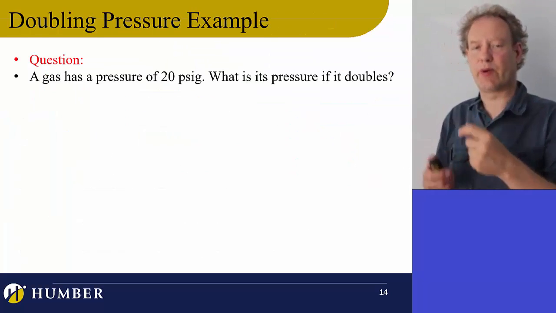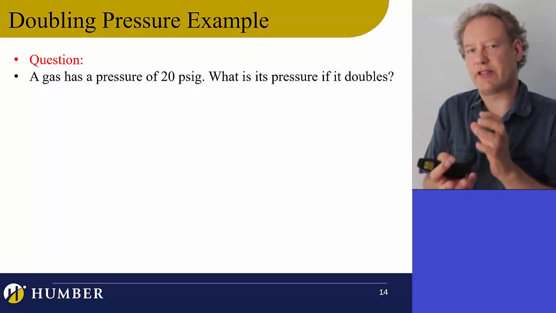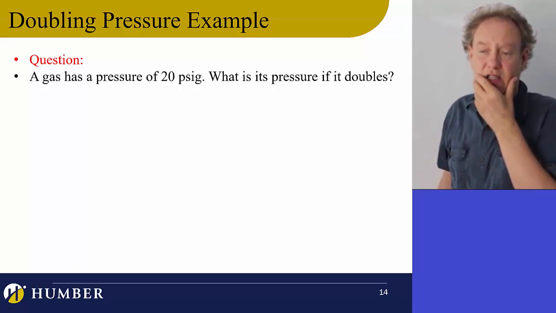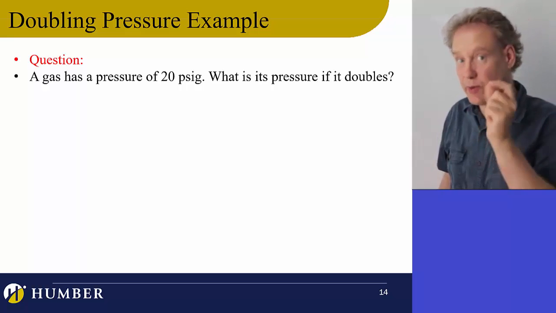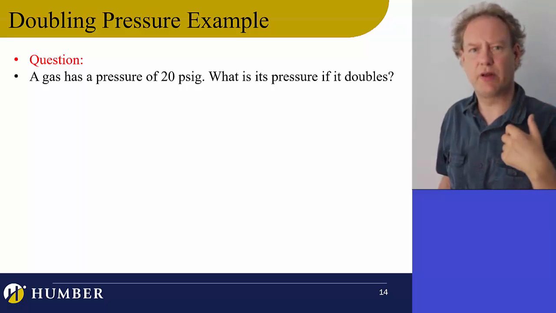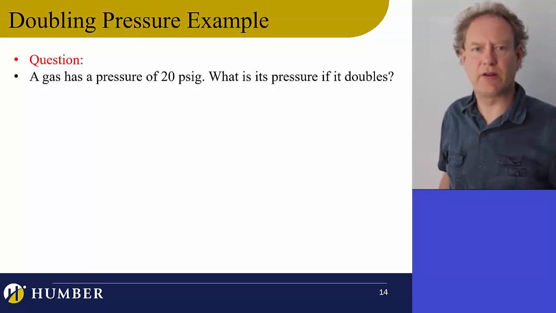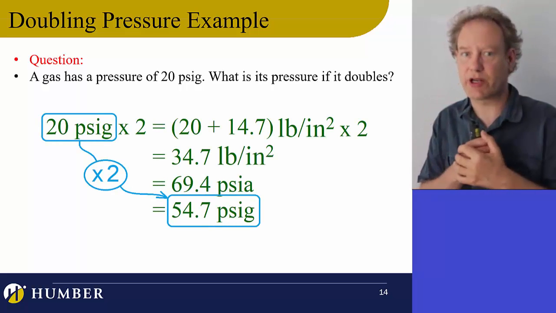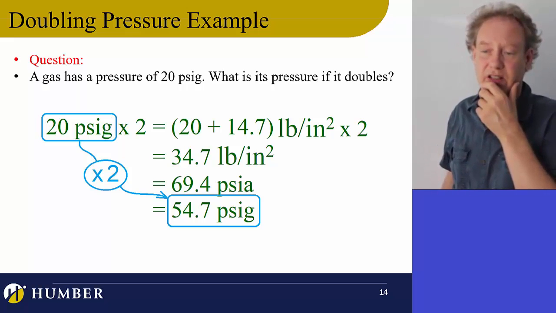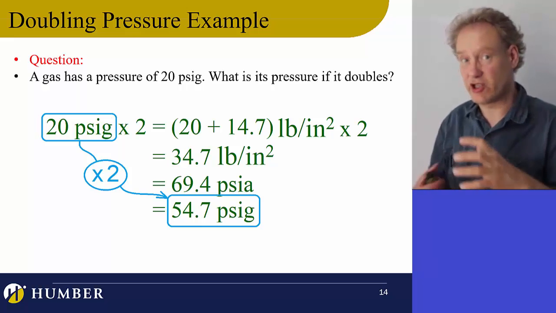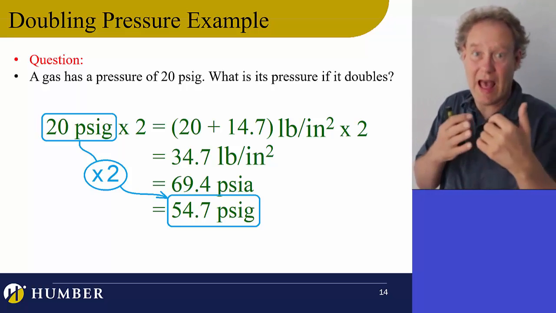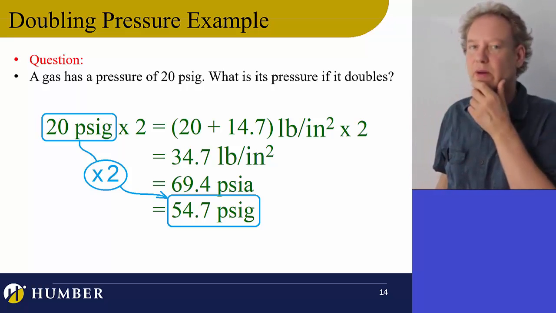So let's take a look at doubling pressure, just so you can wrap your head around what it's like when we double temperature. A gas has a pressure of 20 psig, gauge pressure. What happens if the pressure doubles? Does it go to 40 psig? Well, no, it doesn't, because when we're doubling the pressure of something, we actually have to turn it to absolute pressure, then double that, and then convert it back. So you have 20 psig and you double that, you actually get 54.7 psig, because we have to do that relative to absolute pressure. In that same way we do the temperature.